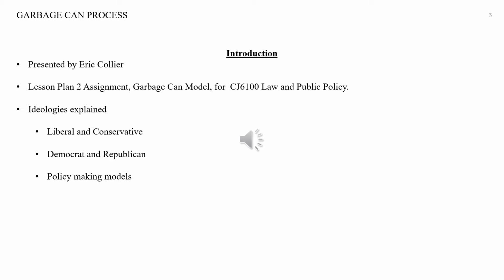However, even though there are differences in ideologies, policy-making models such as the garbage can and iron triangle are still able to be successful.